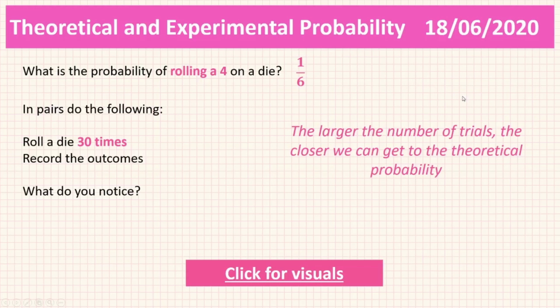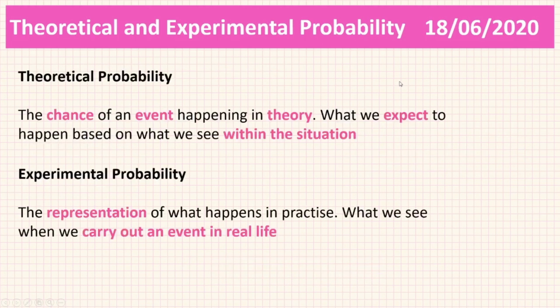So I've said a lot of definitions here, so I'm just going to give you those so you can copy them down or screen grab them. The two key things to remember are the definitions for theoretical probability and experimental probability. The definition for theoretical probability is the chance of an event happening in theory, what we expect to happen based on what we see within the situation.